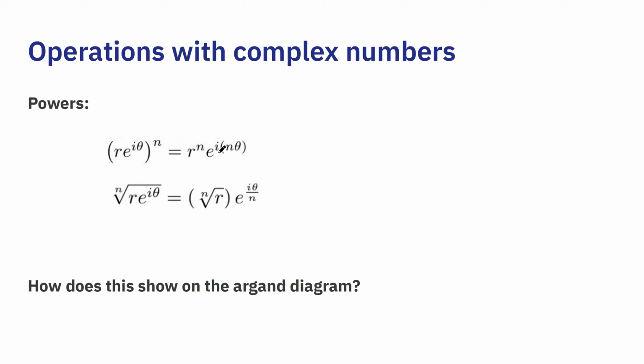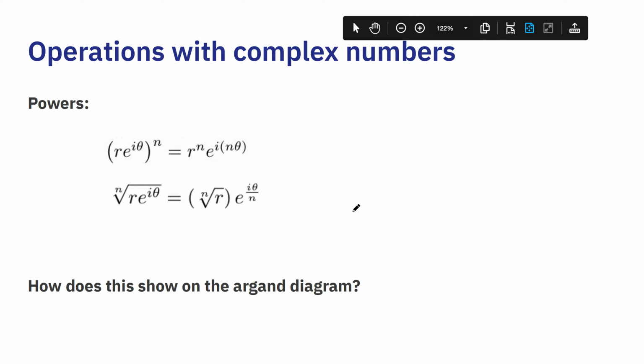So let's say we want to power n the entire complex number. So to do that, r e to the power of i theta, let's say we power it to n. Then our modulus would be raised to the power of n as well. So r becomes r to the power of n. And e to the power i theta becomes e to the power of i times n theta. So a similar thing for the nth root of a complex number.